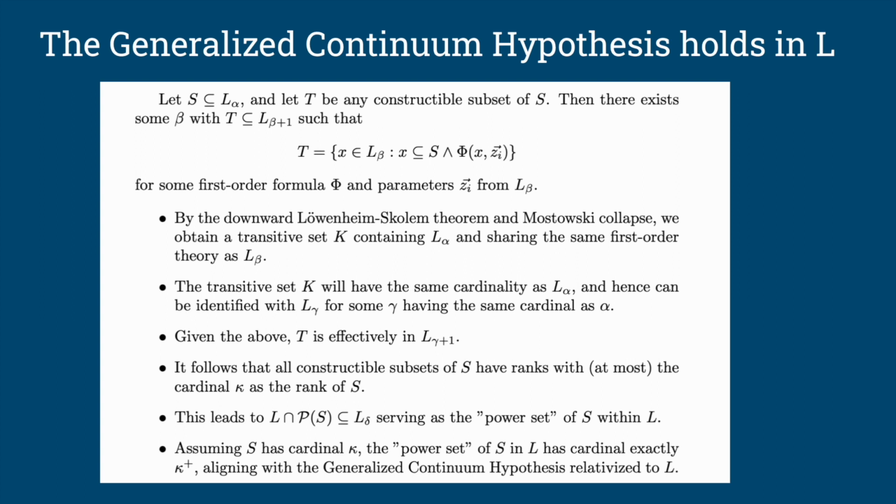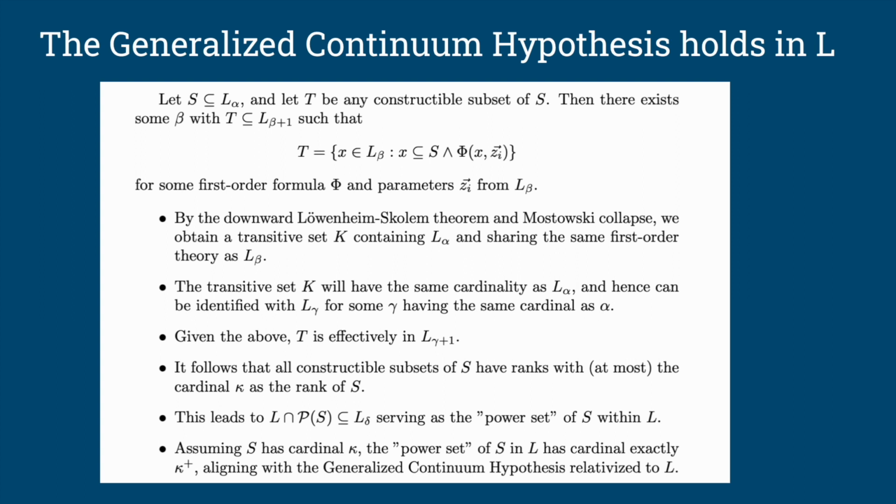And it's also a transitive set, which means that if a group of objects belongs to it, then every object that those objects contain also belongs to it. So basically nothing is left hanging outside. Then the proof states that the transitive set K will have the same cardinality as L sub alpha, and hence can be identified with L sub gamma for some gamma having the same cardinal as alpha. So basically it's saying that despite K looking smaller, like a smaller model of beta, it actually has the same number of elements as L sub alpha, so the same cardinality.